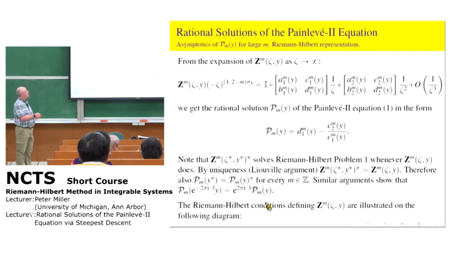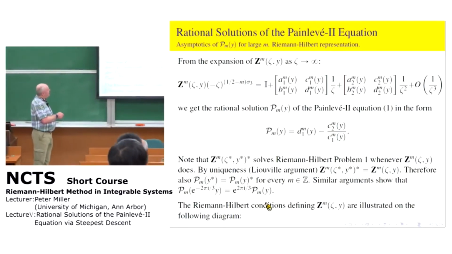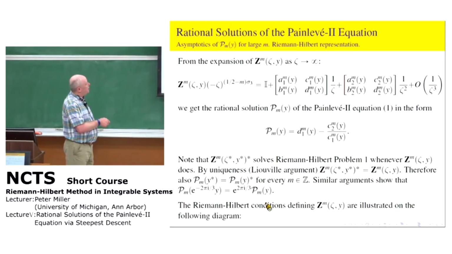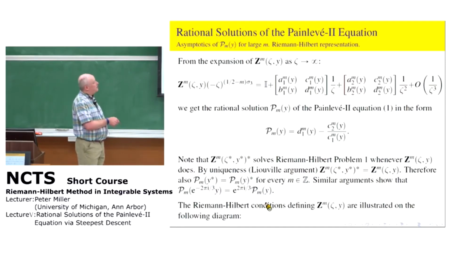This one here. Okay, so anyway, we may observe that if we evaluate the matrix function Zm at zeta star, y star, these are complex conjugations, and then we take the complex conjugate of the 4 elements of the matrix, this object solves Riemann-Hilbert problem 1 whenever Zm does. You can just check that. So then we remember that the Riemann-Hilbert problem under suitable conditions, which relates to the use of a Liouville theorem argument, only has one solution. So this problem only has one solution, and consequently this matrix and this matrix have to be equal to each other.